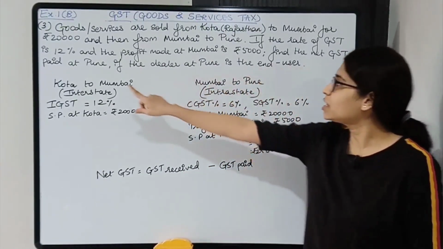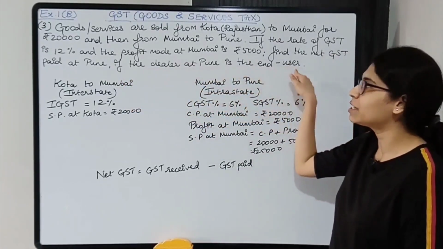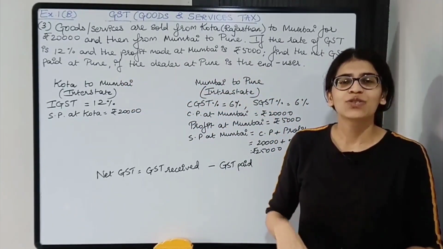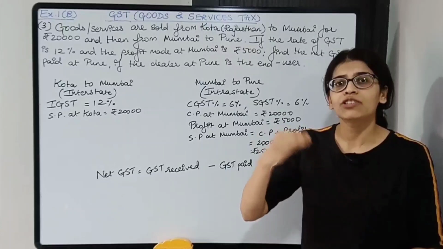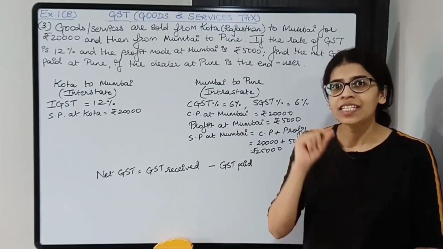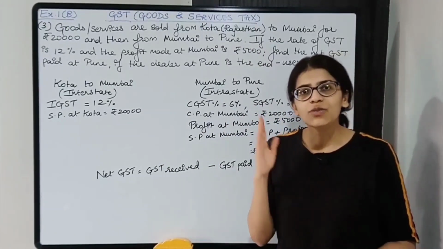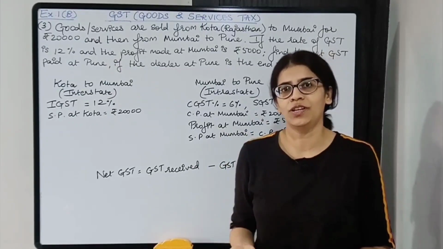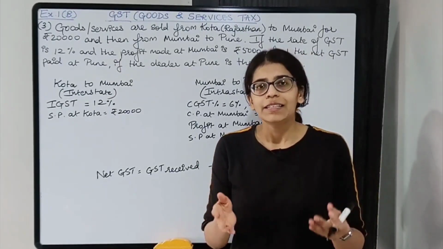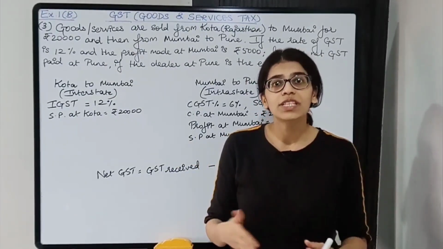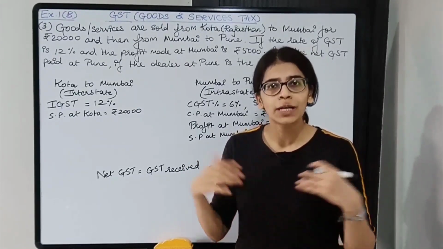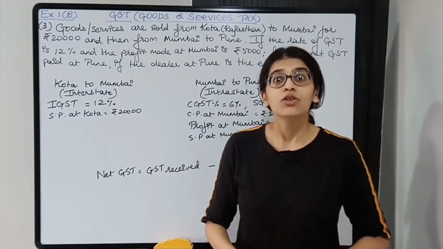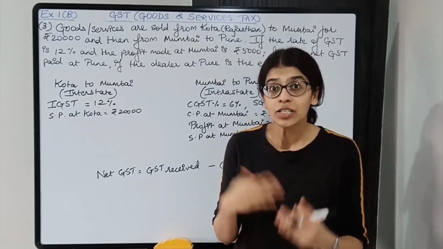So the net GST paid at Pune, if the dealer at Pune is the end user. So Pune dealer will pay how much net GST? Now he is the end user. End user मतलब क्या हो गया? Consumer हो गया. For example, let's say I bought a mobile and I'm using it for myself, or somebody in my family is using that mobile. So we are the end user, we are the consumer.